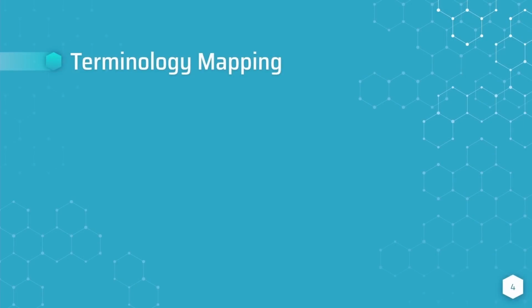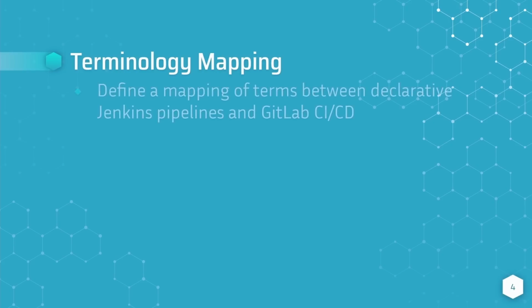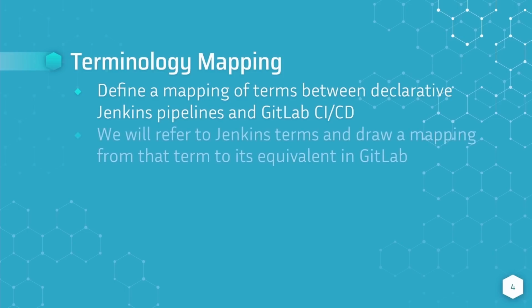Let's begin the tutorial by performing a comparison of terminology and concepts between the two tools. We will define a mapping of terms between declarative Jenkins pipelines and GitLab CI/CD. We will refer to Jenkins terms and draw a mapping from that term to its equivalent in GitLab.